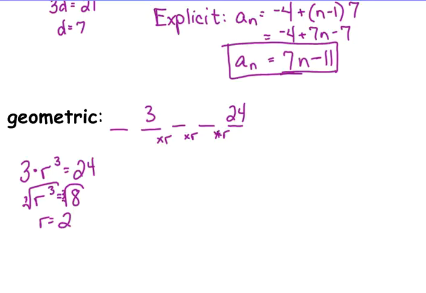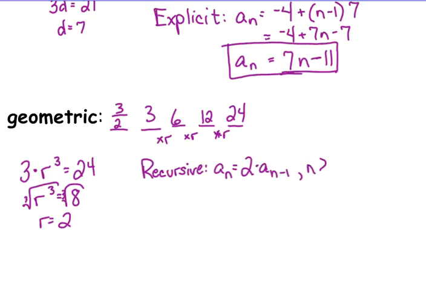Our common ratio is 2. Check it. 3 times 2 is 6. 6 times 2 is 12. 12 times 2 is 24. 3 divided by 2 to go backwards would give us 3 halves as the first term. So our recursive formula, a sub n is equal to our common ratio, 2, times a sub n minus 1, n is greater than or equal to 2. A sub 1 is 3 halves.